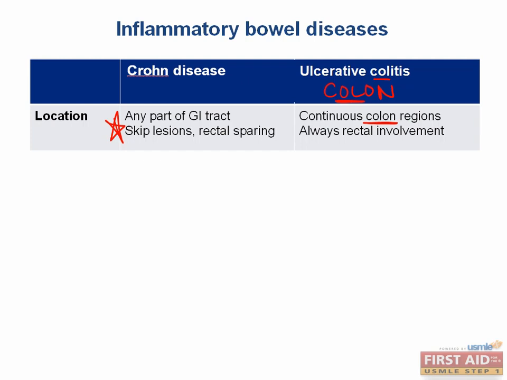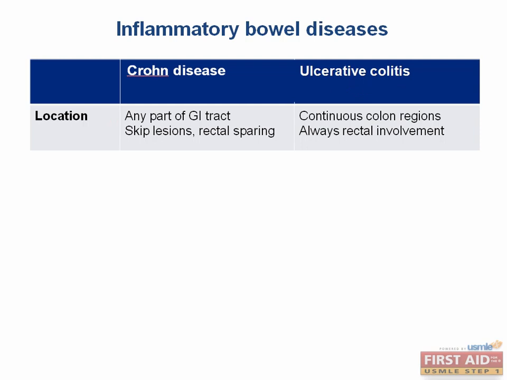That being said, the terminal ileum and colon are the most commonly affected regions in Crohn's disease, so you cannot diagnose one or the other solely based on location. Crohn's disease also has skip lesions, meaning that you can have an affected area, then a normal area, and then another affected area. The rectal area is spared, whereas in UC, the rectal area is always involved.